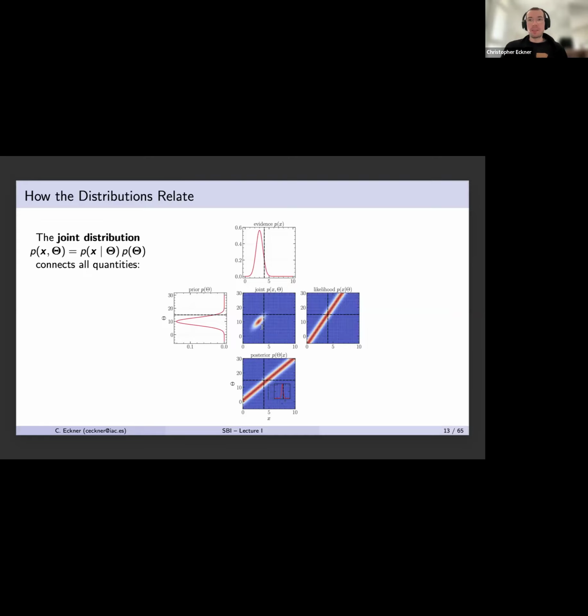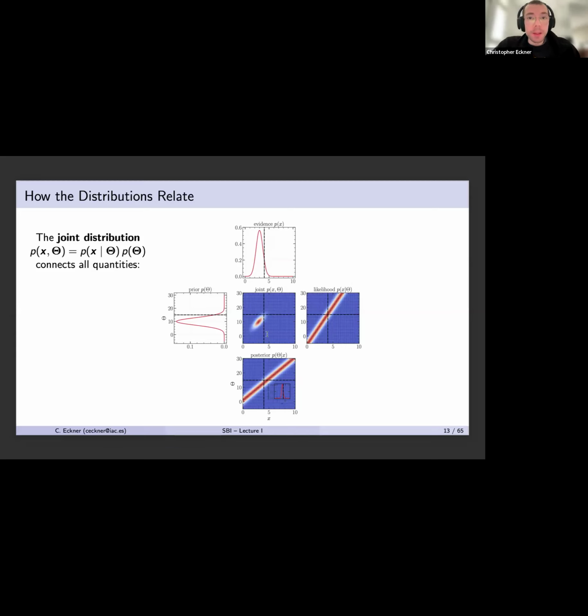You have some quantity that is just distributed as a Gaussian, and you have parameters with a prior that also go as a Gaussian. And they are kind of correlated in a certain way. This is expressed here in this tilted two-dimensional Gaussian as your joint probability. And now we can trace what the individual components are doing.